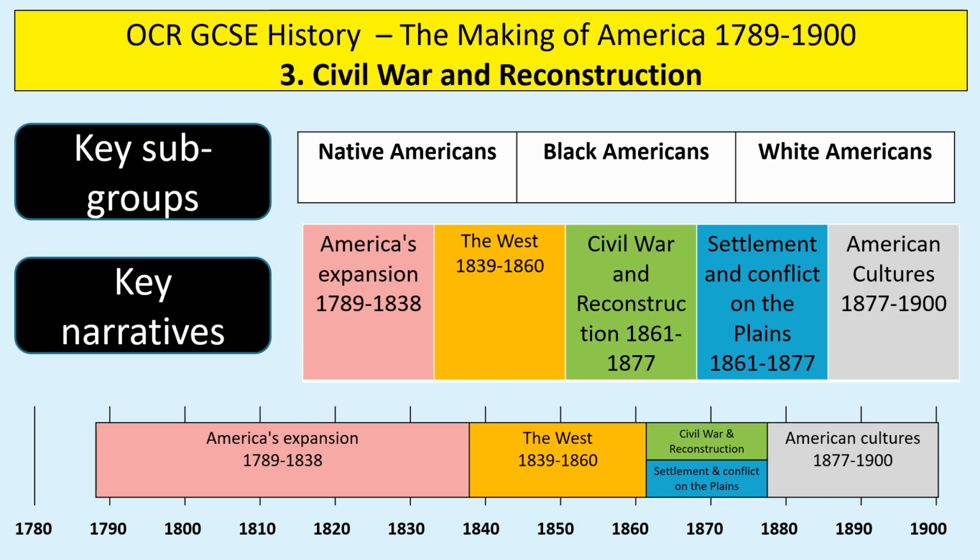So this just gives you an overview timeline of where this sits within the course. A reminder that you need to be focused on the key groups within the course: Native Americans, Black Americans and White Americans. And this time period is from 1861 to 1877 and very much focuses on that Civil War era. And this topic is very much about the relationship between White Americans and Black Americans and the divisions that caused the American Civil War.